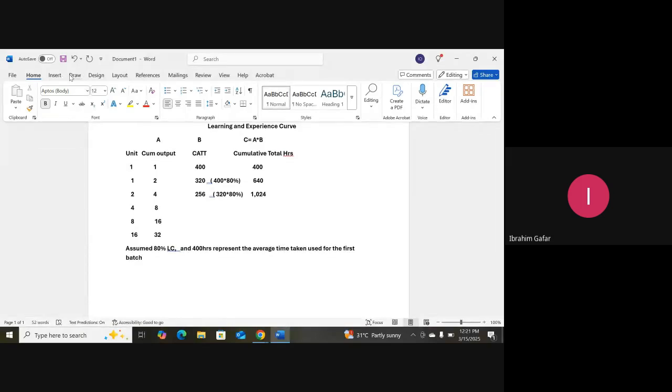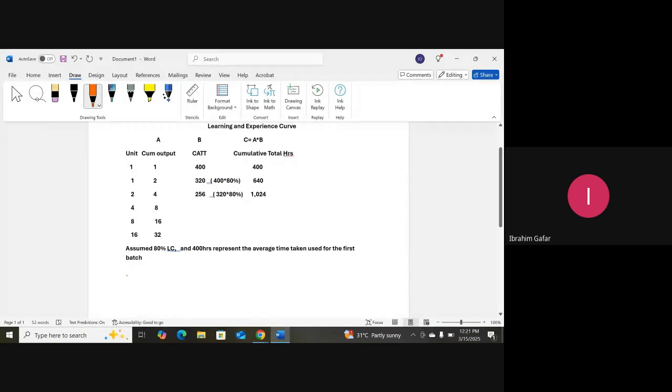Then if you want to apply mathematically, you have the formula, denoted as Y equals A X raised to power B, where Y becomes the cumulative average time per unit.